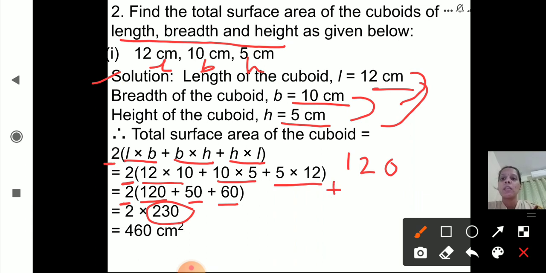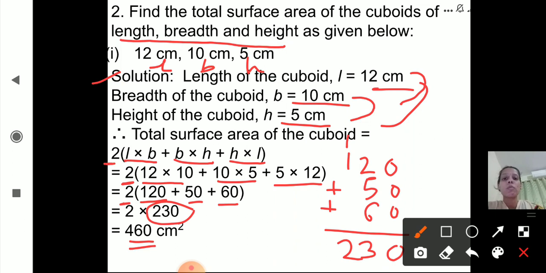Okay, we'll add it here. 120 plus 50 plus 60. Now add this number. 0 plus 0 plus 0 is 0. 6 plus 5, 11, 12, 13. Okay, 3 here, 1 carrying. So 1 plus 1 that is 2. So what is the answer? 230, right? So 230. Outside the bracket there is 2. So 2 multiplied by 230, that is 230 multiplied by 2 is what? 460, and the unit is centimeter square. So what is the total surface area of the cuboid? 460 centimeter square.